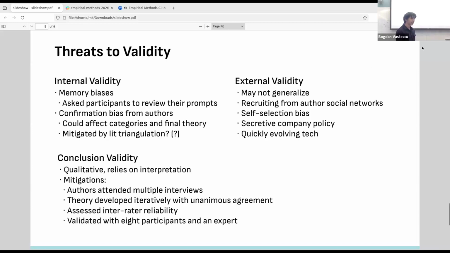So they identified a few threats to validity. Mainly there were the memory bias on the participants and then confirmation bias from the authors, which would affect their coding and theory development. They said that this was mitigated by literature triangulation, but I feel like that's a little bit suspect because it feels like it just changes what their preconceived biases are. What does that mean exactly? So they were worried that their pre-existing thoughts of what prompt programming is could affect how they code things.